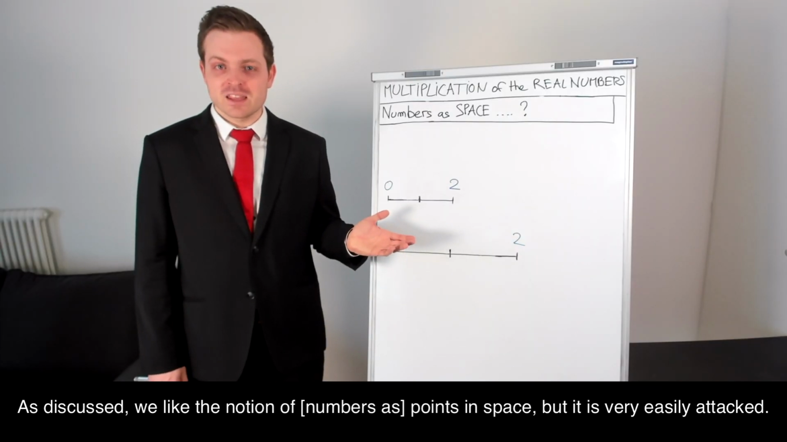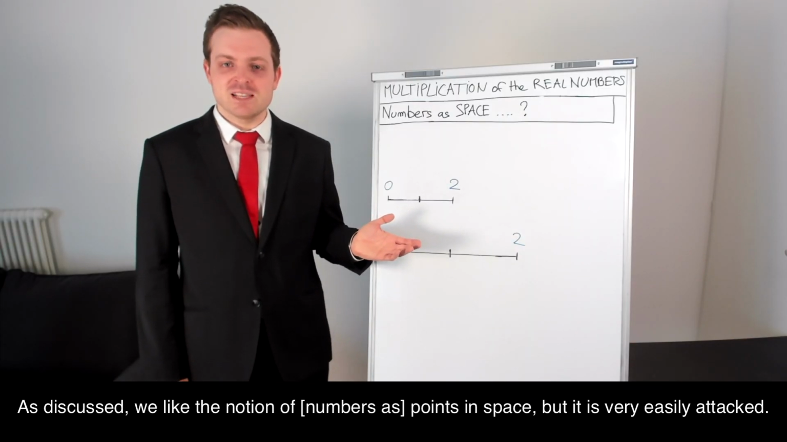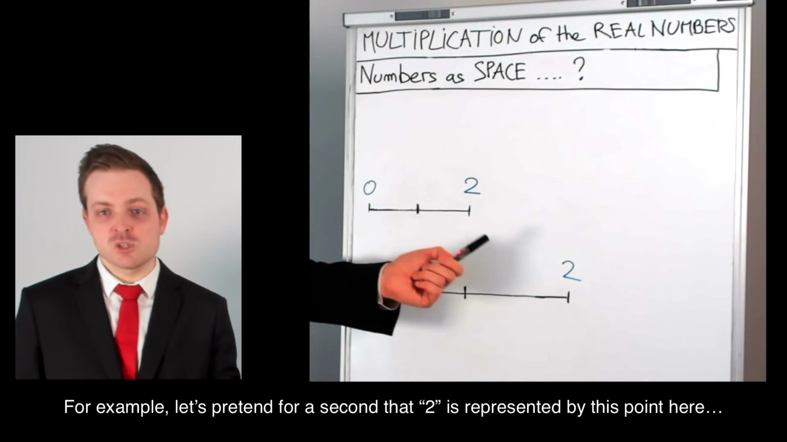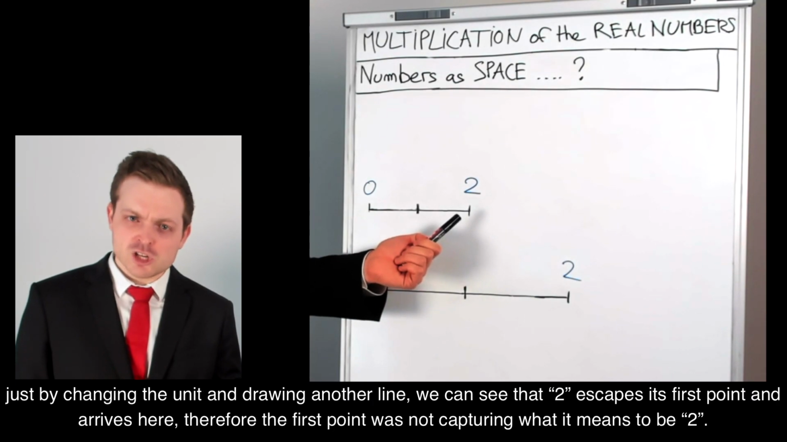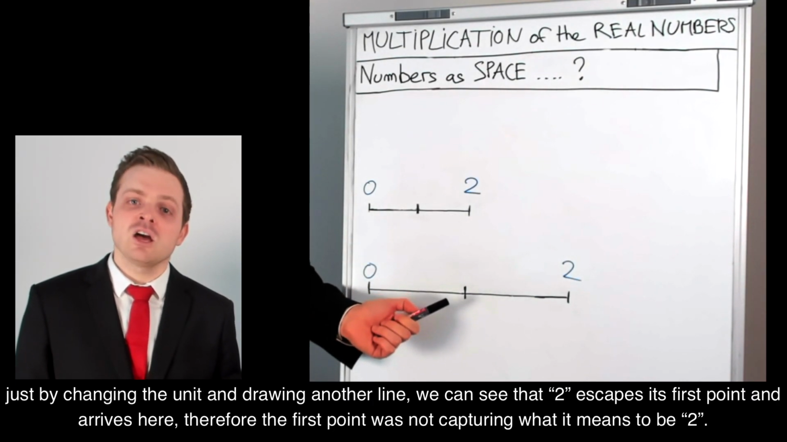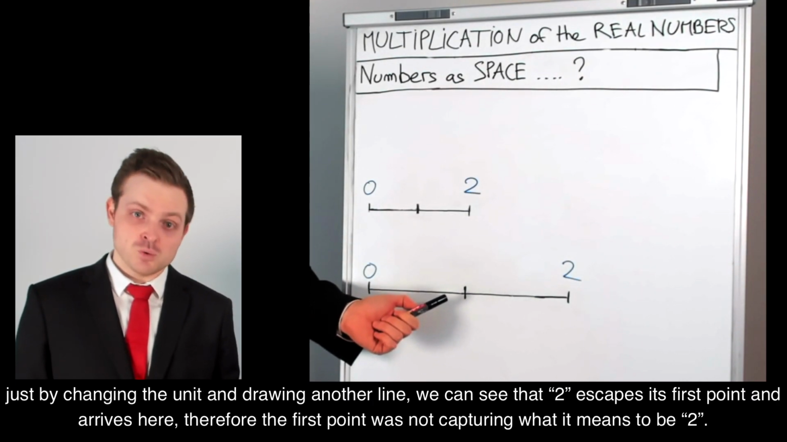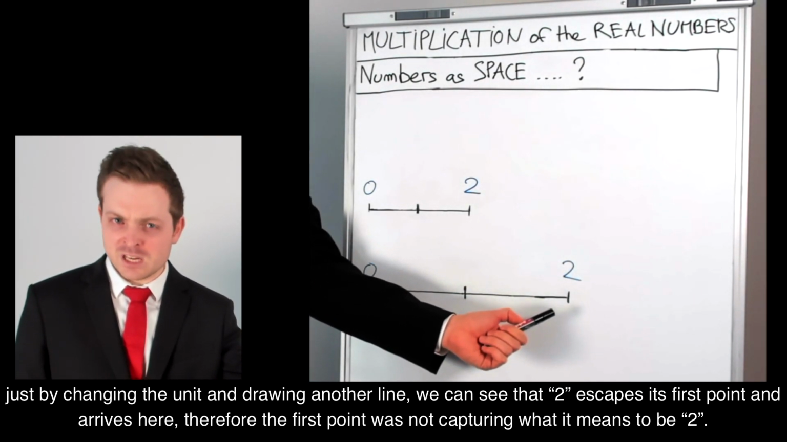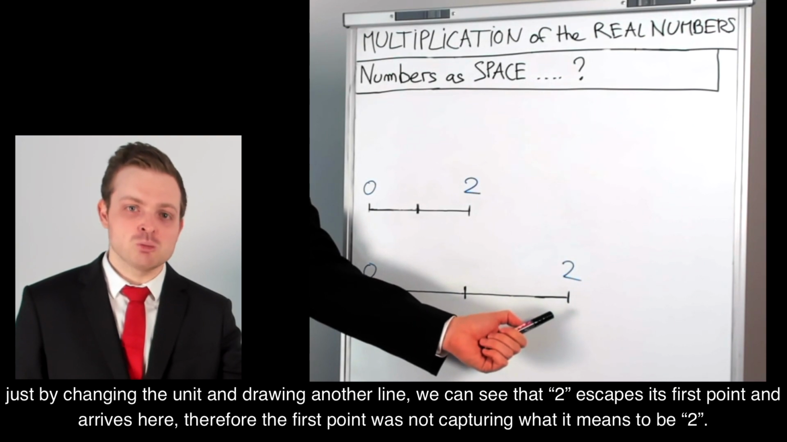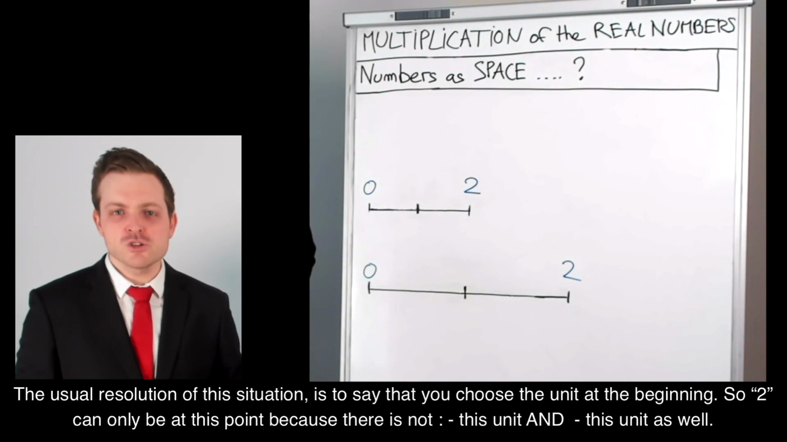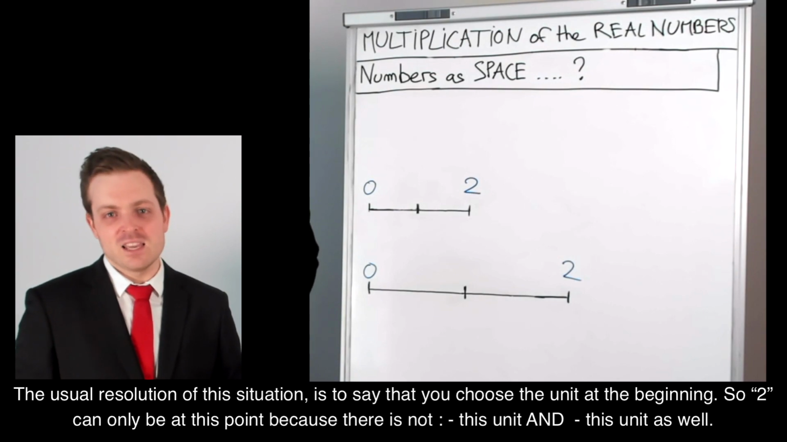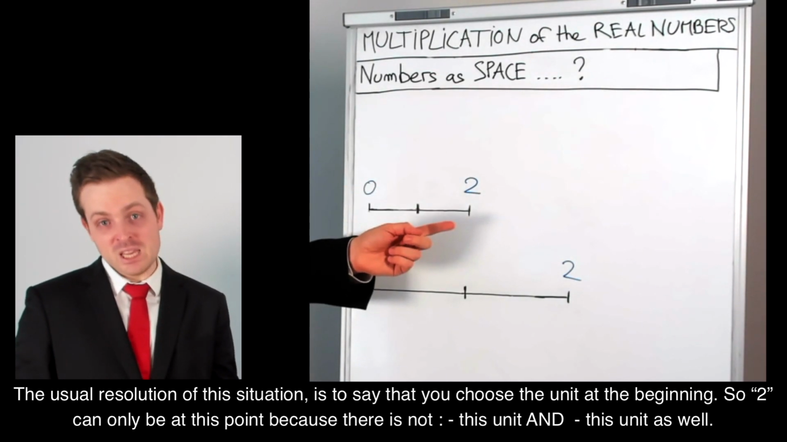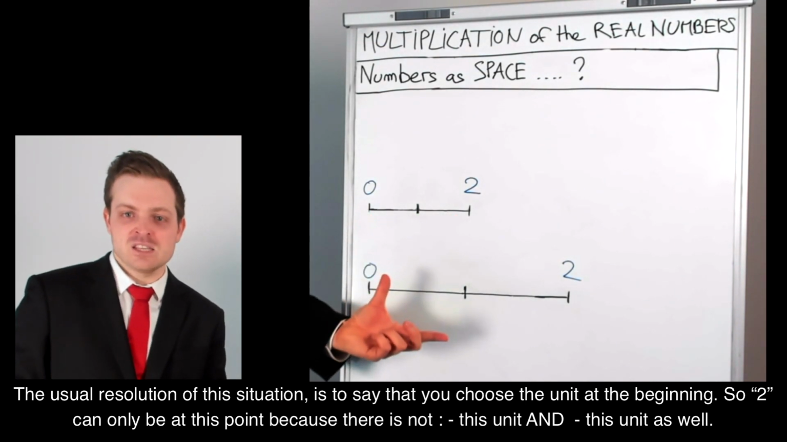As discussed, we like the notion of points in space, but it is very easily attacked. For example, let's pretend for a second that the number 2 is represented by this point here. Just by changing the unit and drawing another line, we can see that number 2 escapes its first point and arrives here. Therefore, the first point that we considered was not capturing what it means to be the number 2. The usual resolution of this situation is to say that you choose a unit at the beginning, and so the number 2 can only be at this point because there's not this unit and this unit as well.